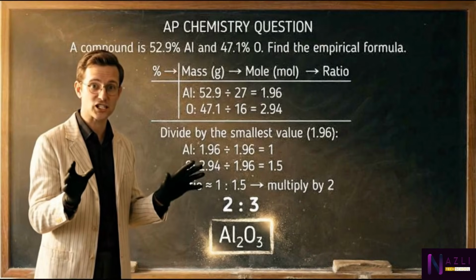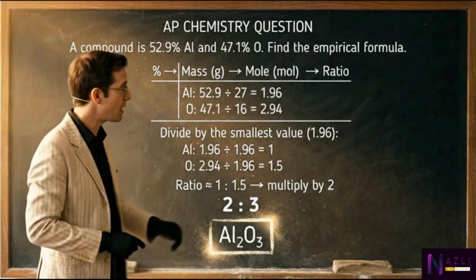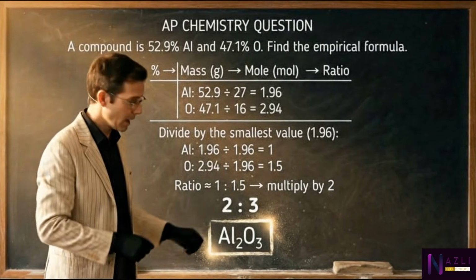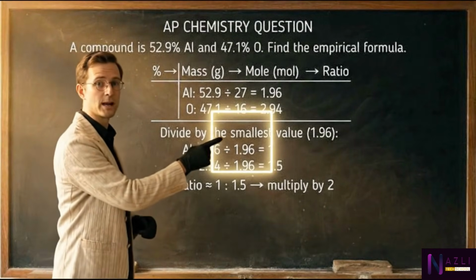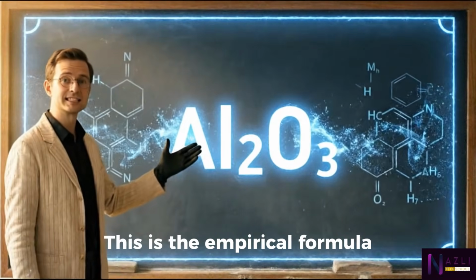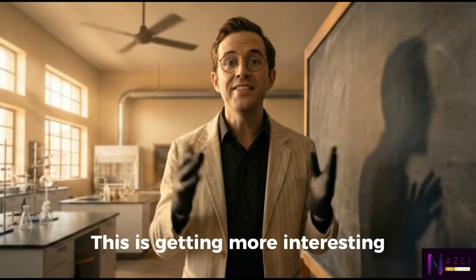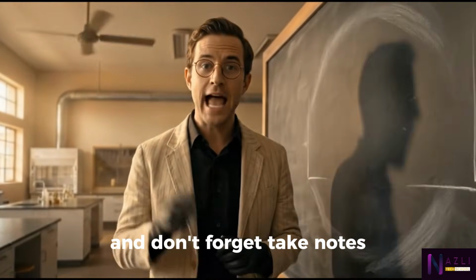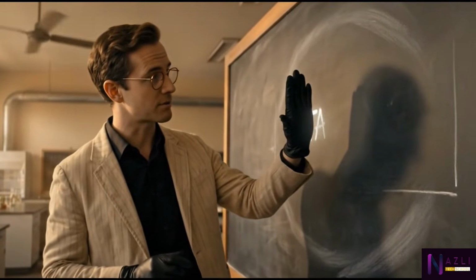Now this is fully expressed. Take notes and observe closely. We divide the percentage by the molar mass from the periodic table. Then divide both results by the smallest number. This is the empirical formula. This is getting more interesting. Now let's move to the next question. And don't forget, take notes.